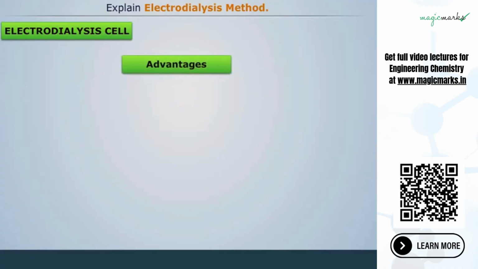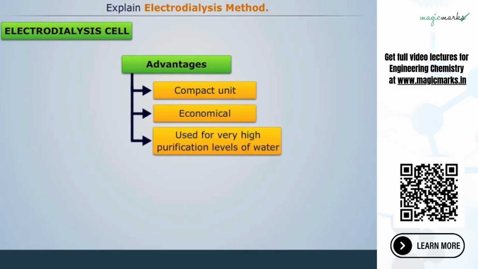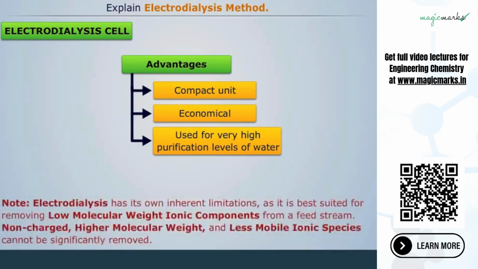The main advantages of this process are: electrodialysis cell generally is a compact unit, and the cost of installation of the plant and its operation is economical. For very high purification levels of water, electrodialysis method is best suited. Note that electrodialysis has its own inherent limitations, as it is best suited for removing low molecular weight ionic components from a feed stream. Non-charged, higher molecular weight and less mobile ionic species cannot be significantly removed.